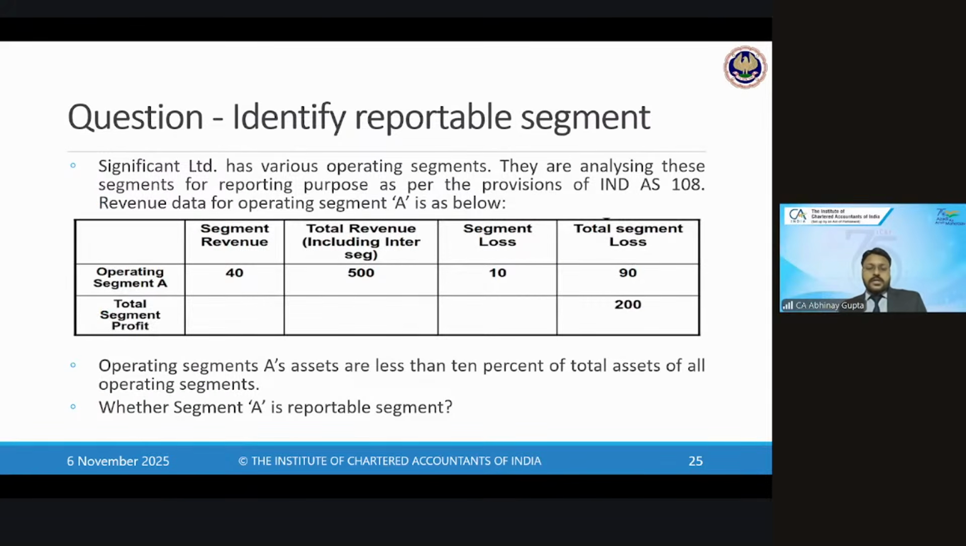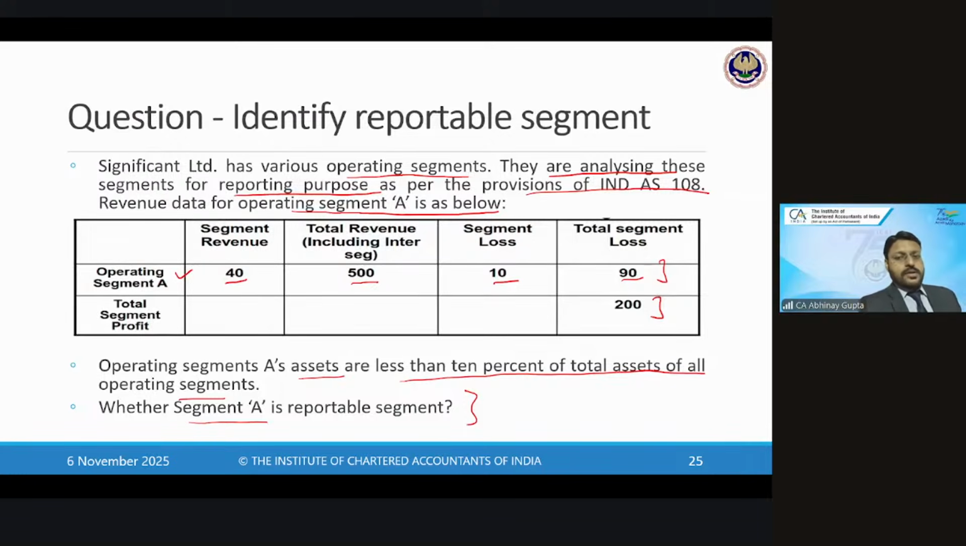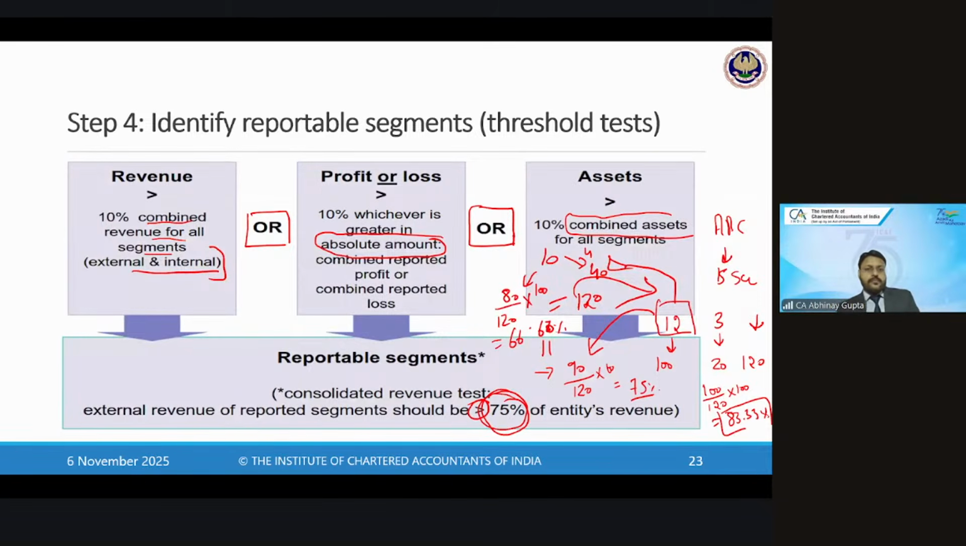So let's do this question. Significant Limited has various operating segments. They are analyzing these segments for reporting purposes as per the provisions of Ind AS 108. Revenue data for operating segment A is as below. Operating segment A, revenue 40 crores, total revenue including inter-segment for the company 500 crore, segment loss 10 crore, and total segment loss for the company is 90 crore. For the profitable segments, the profit is 200 crore, and for the loss-making segments, the loss is 90 crore in absolute terms. Operating segment A's assets are less than 10% of the total assets of all other operating segments. Is segment A a reportable operating segment? What do you think? In this case, is A reportable or not? You need to apply the 3 tests which we have just discussed here and come up with your answer.